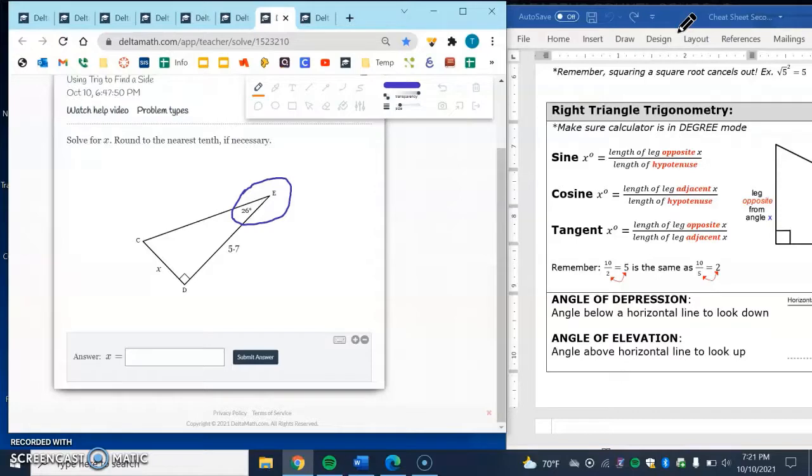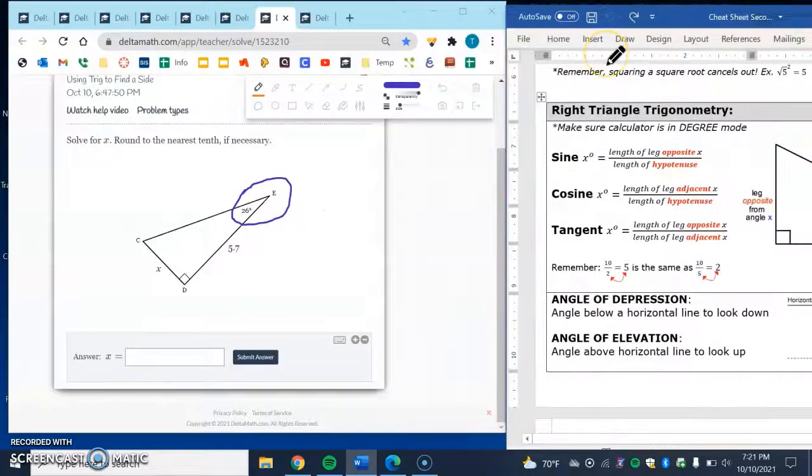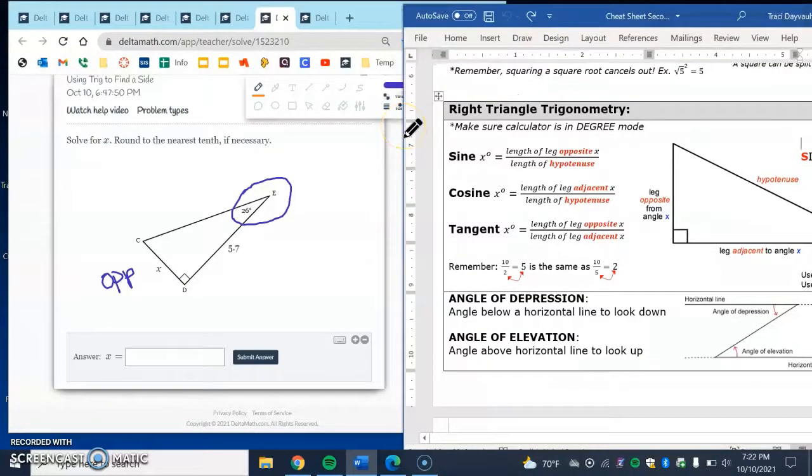And the side that we're trying to find is this one. Would that be the opposite leg, adjacent leg, or hypotenuse? This leg would be the opposite leg. 5.7, would that be the hypotenuse or the adjacent leg? Adjacent means beside or touching this angle, so this is the adjacent leg. Okay, it's not the hypotenuse because it's not across from the right angle. So which one of these ratios uses adjacent and opposite? That would be tangent. Remember, tangent is the one that doesn't use the hypotenuse.